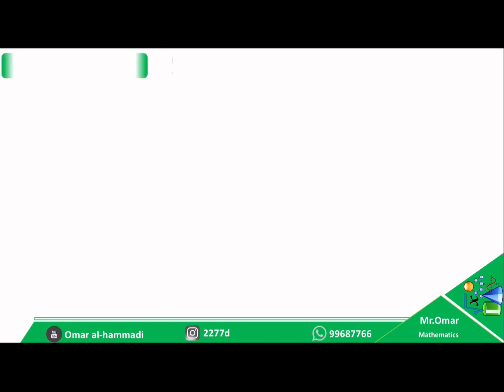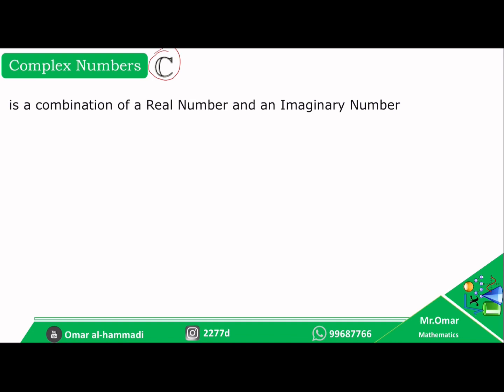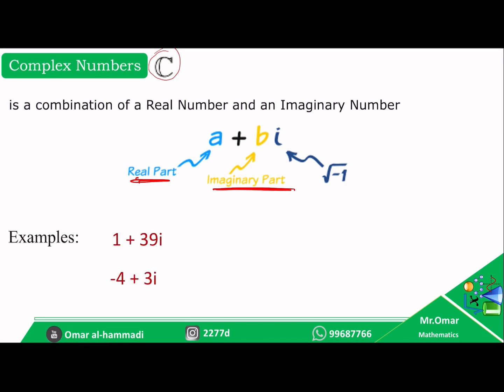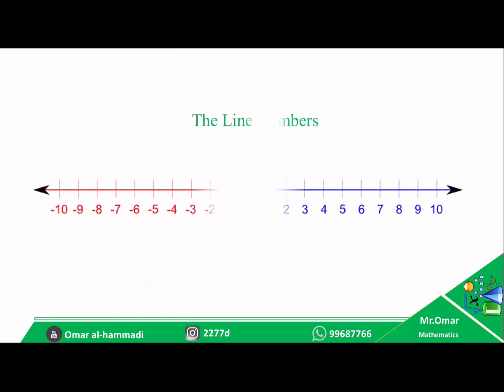And the last one, we have the complex numbers. We write it as C. A complex number is a combination of a real part and an imaginary part, for example 1 plus 3i, or minus 4 plus 3i. So this is a complex number. And here we have a number line that we have to know. Here we have the positive numbers, and here the negative numbers, with the 0 in the middle.